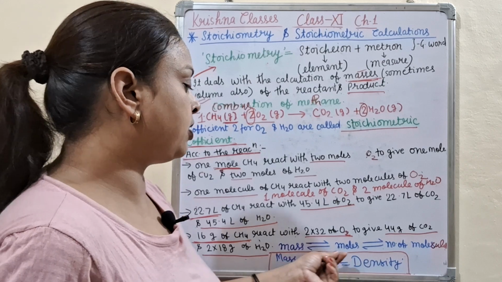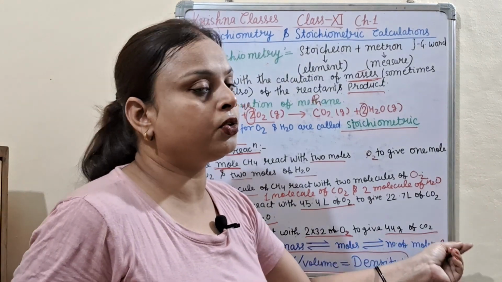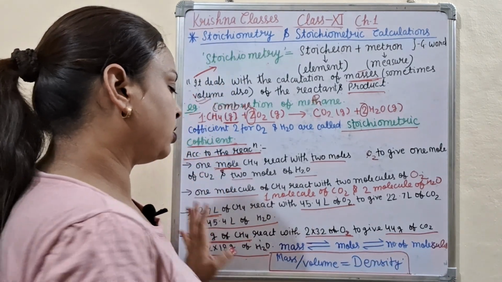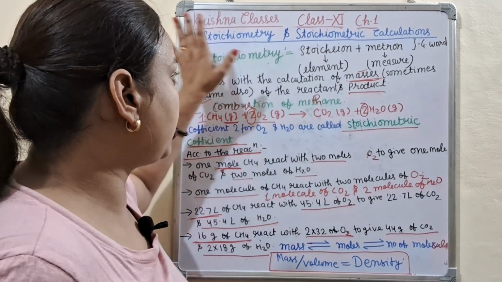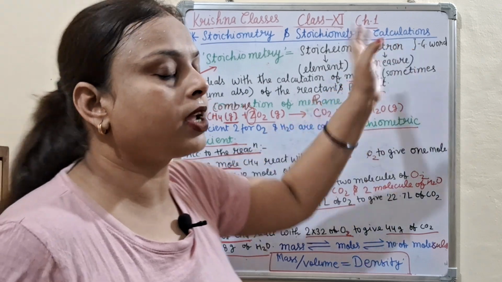So mass interchanges into moles and moles interchange into number of molecules. Mass upon volume is equal to density. So this is stoichiometry and stoichiometric calculation.